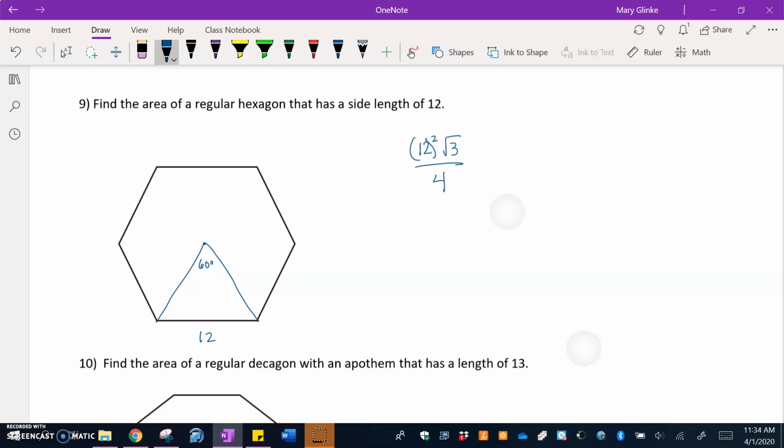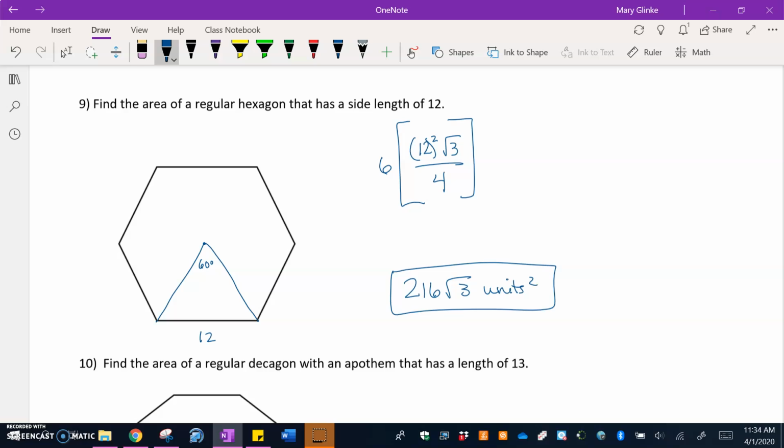Once I know that area, I'm going to multiply it by 6 to find the overall area of the regular hexagon. Doing this and simplifying it, my final area would be 216 root 3 units squared. So for this one, it was a little bit nicer to just find the area of one triangle and multiply it by the number of sides, or the number of triangles.